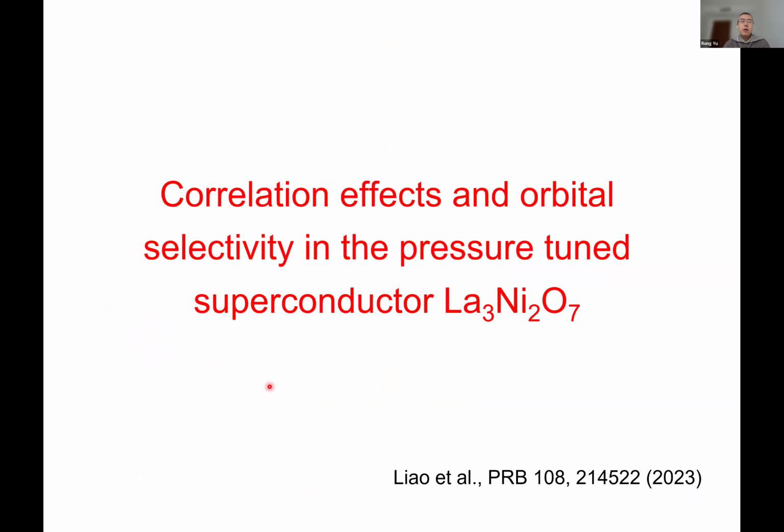Okay, so then I'll turn to discuss the correlation effects and the orbital selectivity in this bilayer nickelate superconductor. And our work has recently been published in PRB.